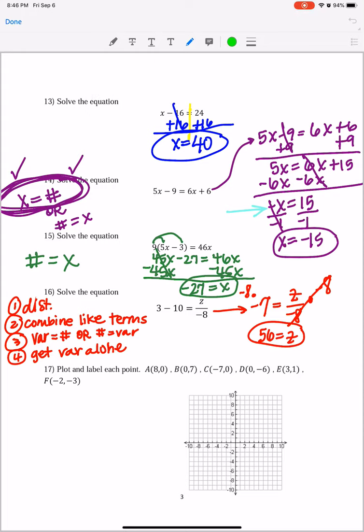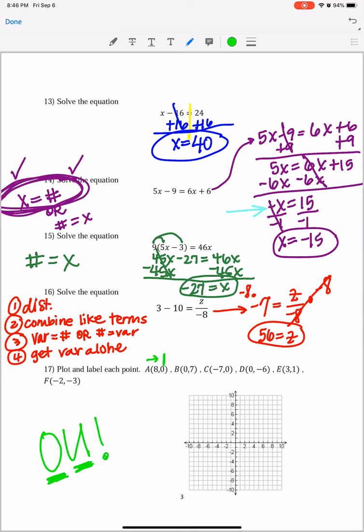Plot and label each point. With these, remember, over, up. We need to go over, side to side, before I go up or down. So A, if I have a positive 8, that means over 8. Positive 8 means to the right.